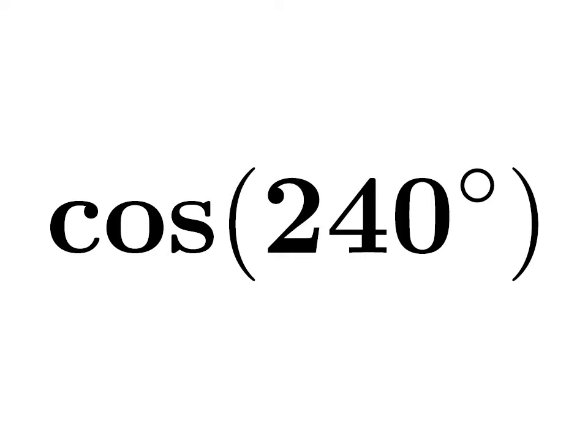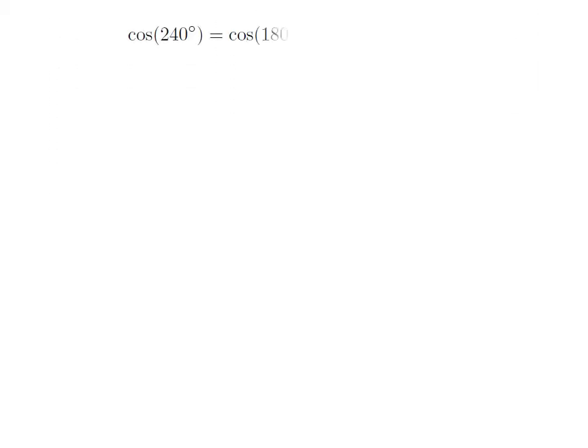In this video, we will learn to find the value of cosine of 240 degrees. As 240 degrees is equal to 180 degrees plus 60 degrees, cosine of 240 degrees is equal to cosine of 180 degrees plus 60 degrees.